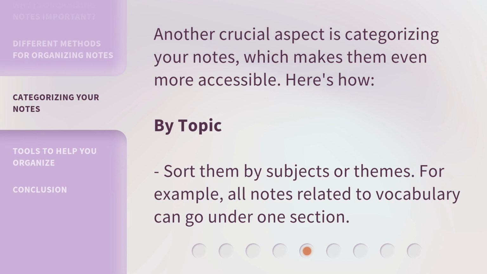Another crucial aspect is categorizing your notes, which makes them even more accessible. Here's how. By topic. Sort them by subjects or themes. For example, all notes related to vocabulary can go under one section.